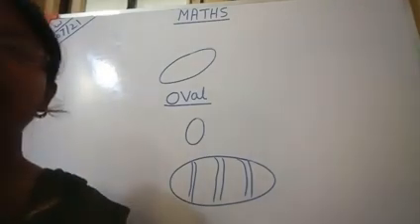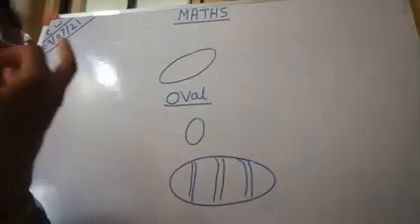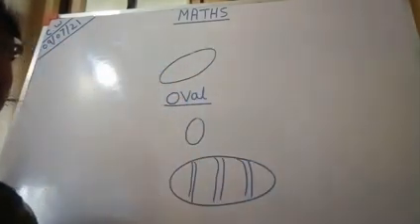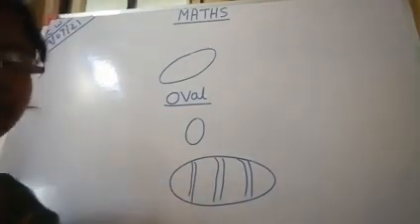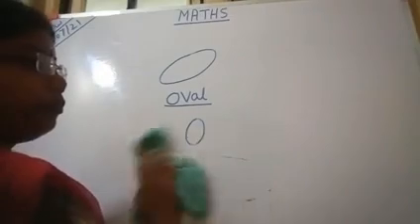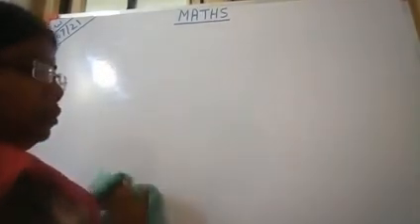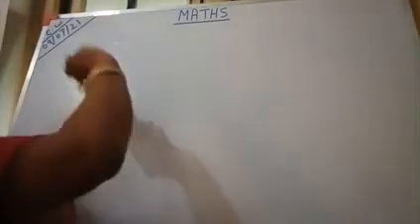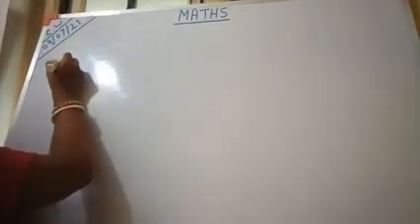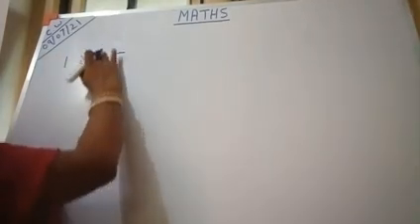So, we have discussed circle, triangle, square, rectangle, oval and half circle. We have already discussed them. Today, I am going to teach you tables. 1 into 2 equals 2.